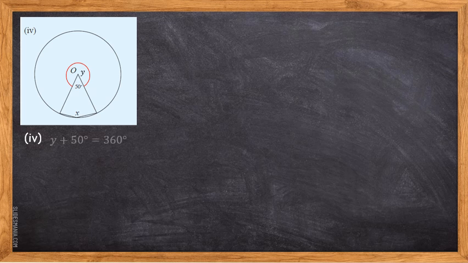You can use angles around a point. y plus 50 is 360 degrees. Then y is 360 minus 50, which is 310.